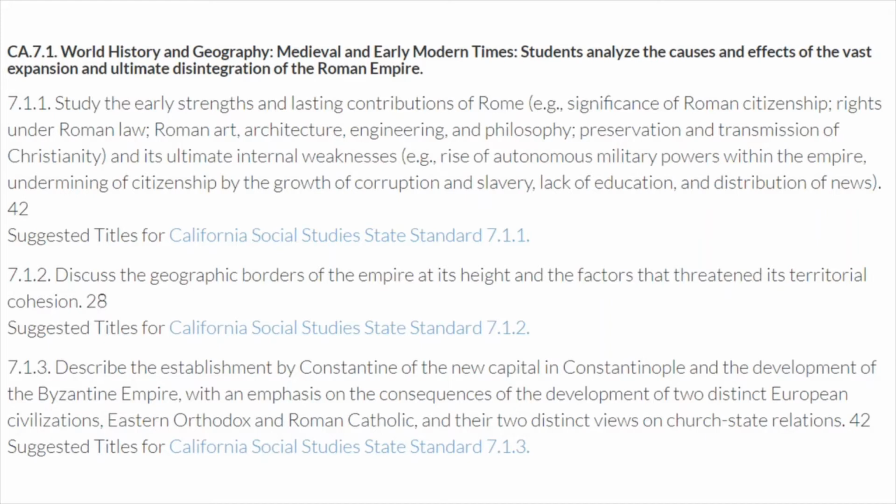The second substandard is to look at its geographic borders and changes to its borders across time. The third substandard is about the split of the Roman Empire into the Western and Eastern Roman Empire, Eastern Roman Empire being the Byzantine Empire later on, and what were some of the major differences between these two empires, specifically with their view on religion and also church-state relations.